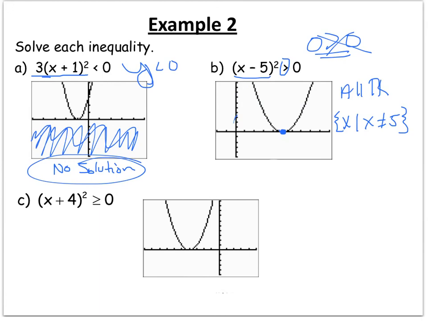And if we look at part C, I want to know when this guy is greater than or equal to 0. So slightly different than problem B. It can include 0, so this guy would be all real numbers. So these are just a couple special situations when we're dealing with one variable inequalities with quadratics.